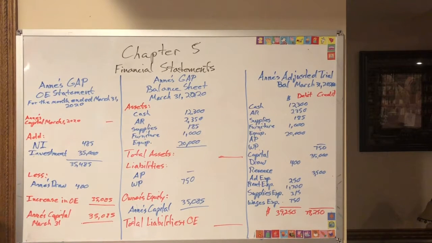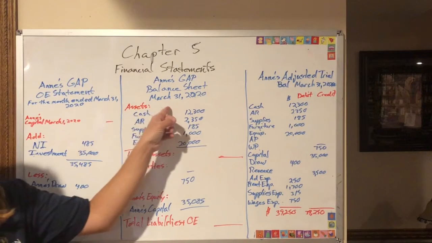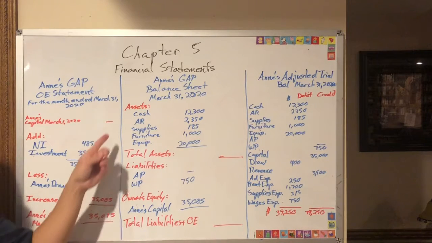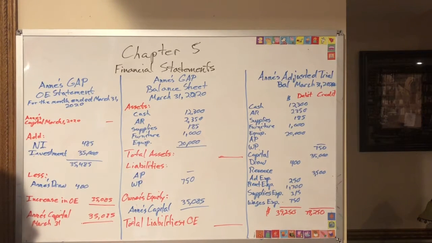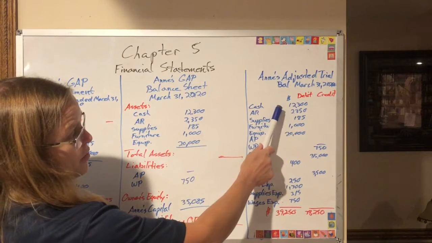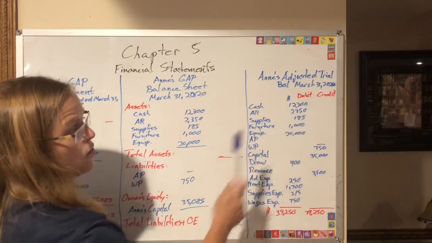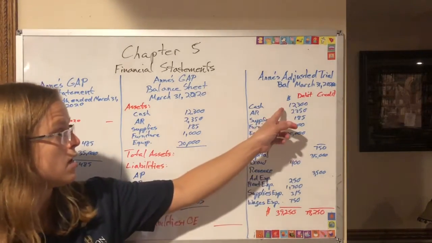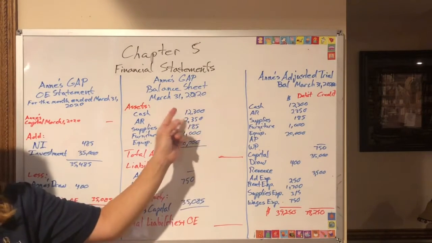All right, so let's start off with assets. As of March 31st, what were the organization's assets? First, let's start with cash. So we go over to the adjusted trial balance, and we see that our cash account was at $12,300. So we take that number and we put it into the balance sheet.